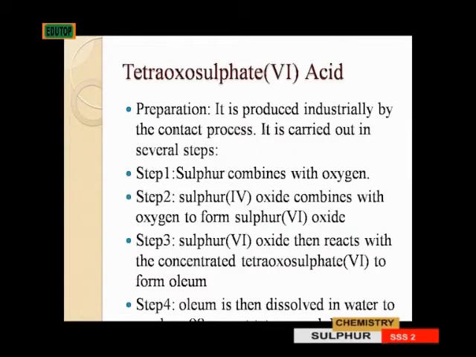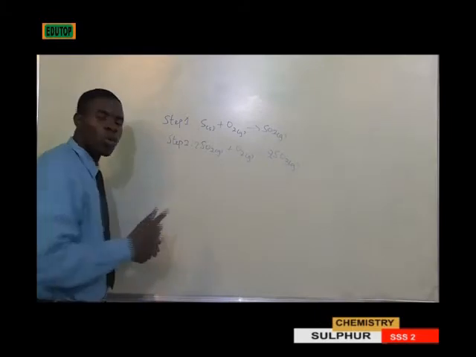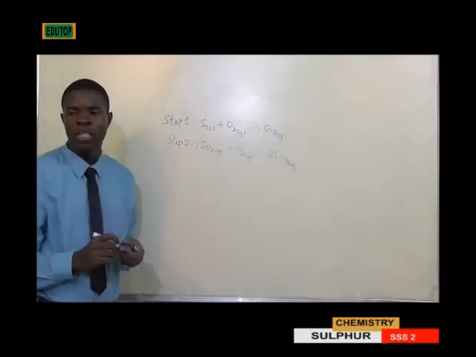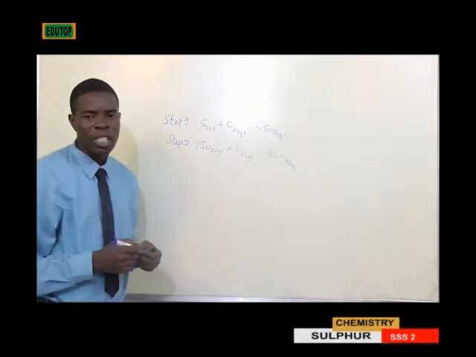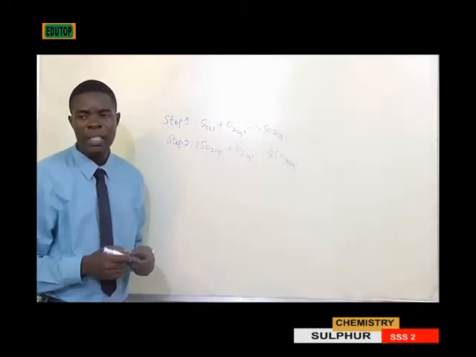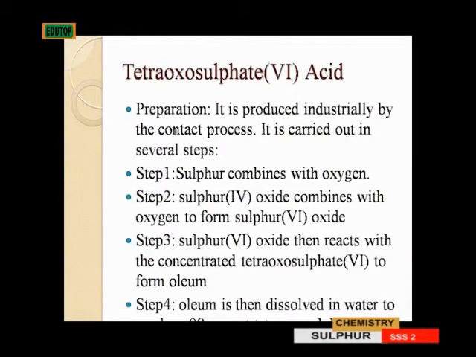In step 2, sulfur(IV) oxide then combines with oxygen to give sulfur(VI) oxide gas. So sulfur(VI) oxide is produced in step 2. In step 3, sulfur(VI) oxide reacts with concentrated tetraoxosulfate(VI) acid to form oleum.